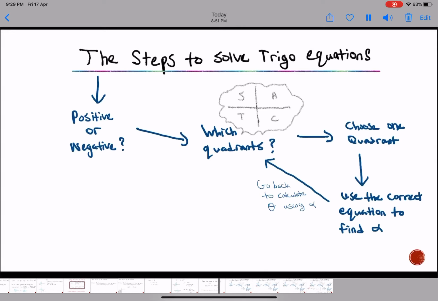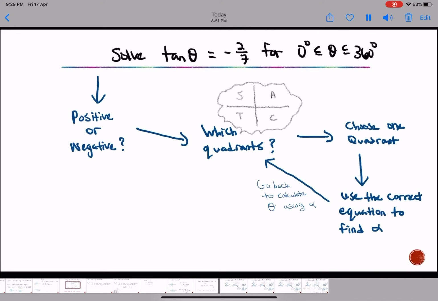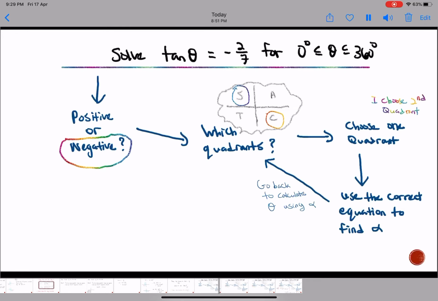Let me show another example using this. Let's say I want to solve tangent theta equals to negative 2 over 7. First, the first question, is it positive or negative? It is negative because it's negative 2 over 7. Next, which quadrant? Which quadrant is tangent negative? The second and fourth. Next, choose one quadrant to work with. It's up to you. For me, I choose the second one.